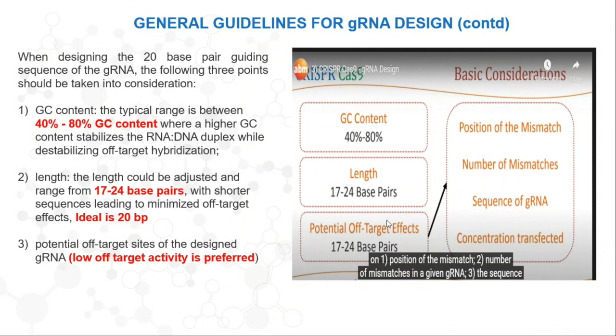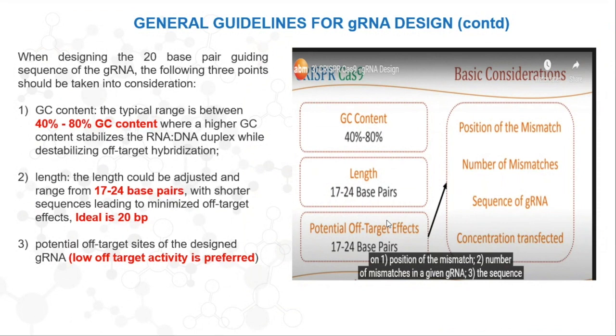Then the second one, although it is mentioned as number one here because it is in the order of priority, is the GC content. The typical range of GC content is 40 to 80%, where a higher GC content stabilizes the RNA-DNA duplex while destabilizing off-target hybridization. So as much as possible, we will always try to have a higher GC percentage so that the binding is more tight, or the hybridization between the RNA-DNA complex is tight enough.